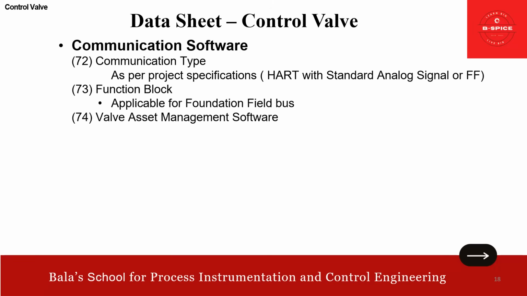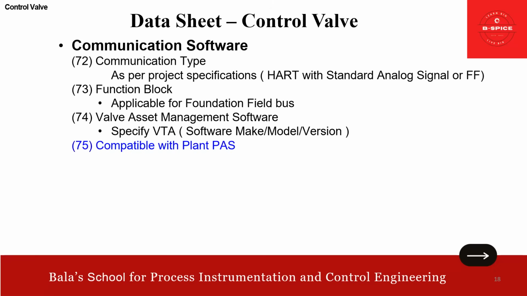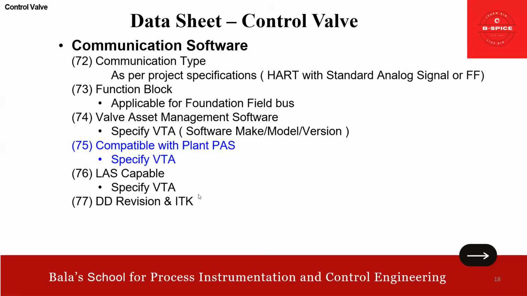Then we have a valve asset management software. This is also, we need to specify VTA. We need a vendor need to get software, make, model, version, etc. Then we have a compatibility with the PAS. What is PAS? A plant automation system. So we just put a specify VTA. Then last capable, that is link acting scheduler. That is also we need to specify VTA. Okay, it's applicable purely for foundation field bus only. Then DD revision, ITK, all these stuffs. DD revision, ITK also, no? This is also related to field bus things.